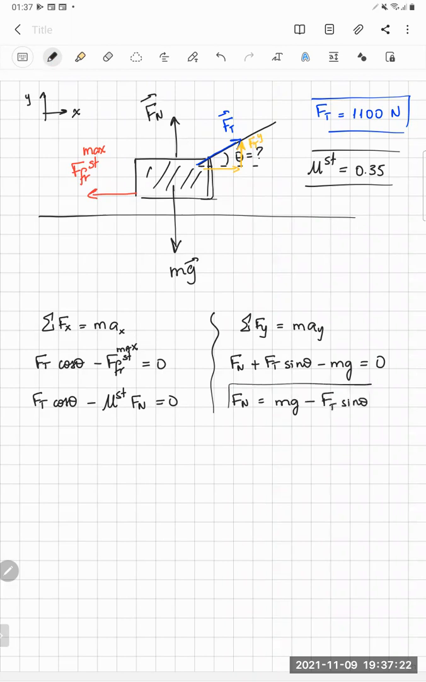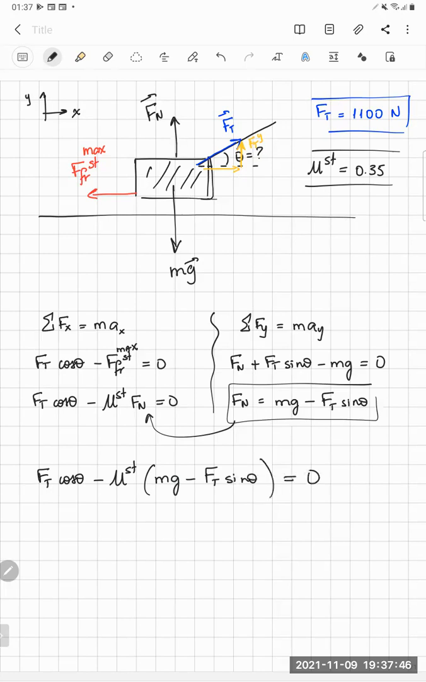Very good. Let's use this in this equation. So now we have Ft cosine of theta, minus the coefficient of static friction, and now instead of Fn, I'm going to put everything that we found there, Mg minus Ft sine of theta. This is equal to 0. Okay, so now I see mass showing up in this story. Very good. I see the angle.